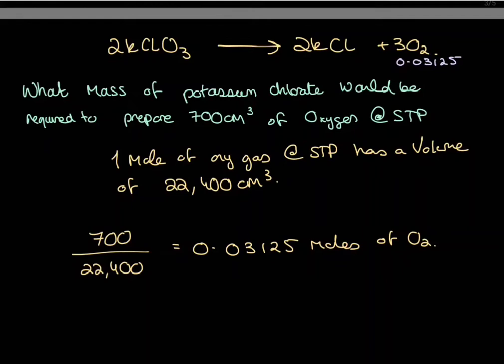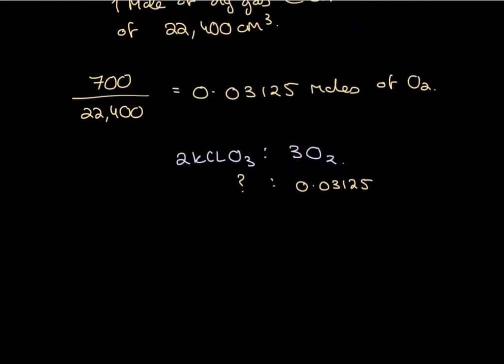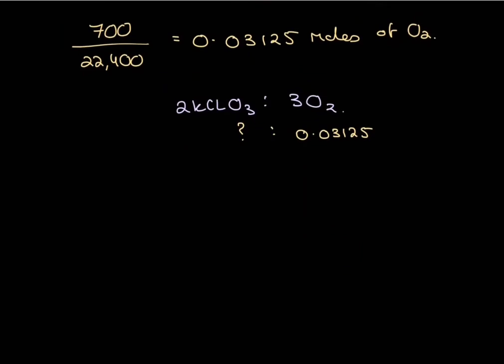Okay. It's asking me how much potassium chlorate I need. And you can see from the equation, it's a 2-to-3 ratio. And I'm just after working out how many moles I have of the oxygen. So I need to figure out how many moles of the potassium chlorate I need. So just to decide, 0.03125 links with the number 3. I need to figure out what number would link with 2.